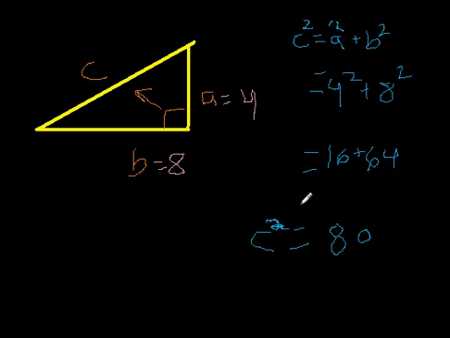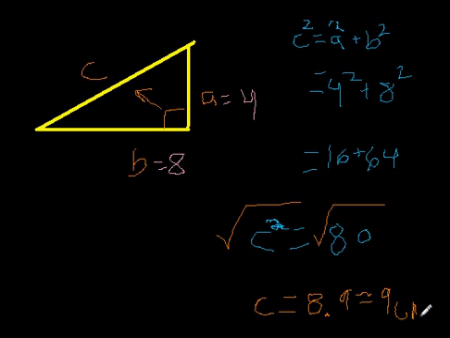So what we do is we take the square root of both sides. So the square root of C squared is C, and the square root of 80 is 8.9, which we can round to 9 centimeters. Don't forget your units. Alright, I hope that gives you a good understanding of how to use it.